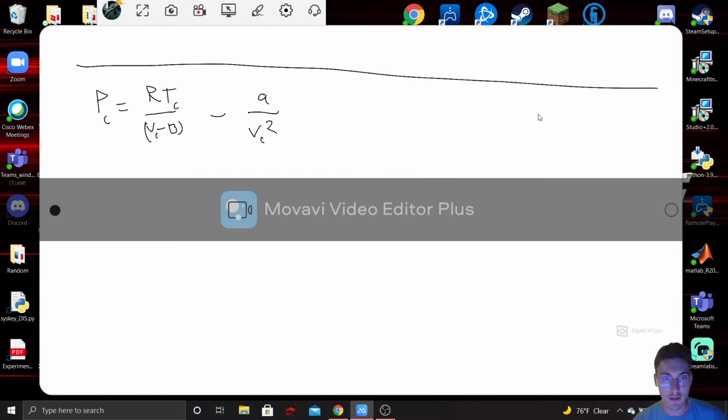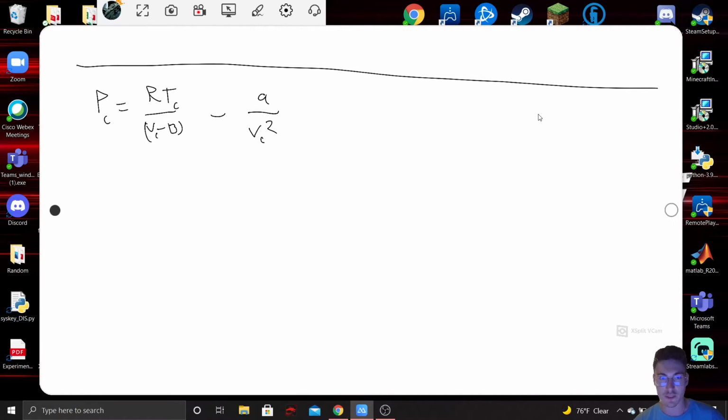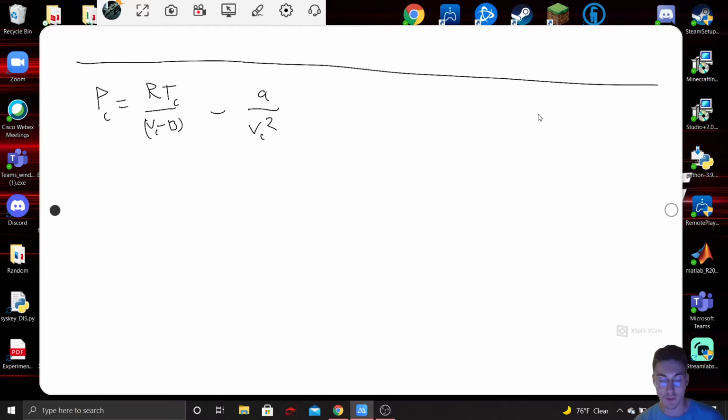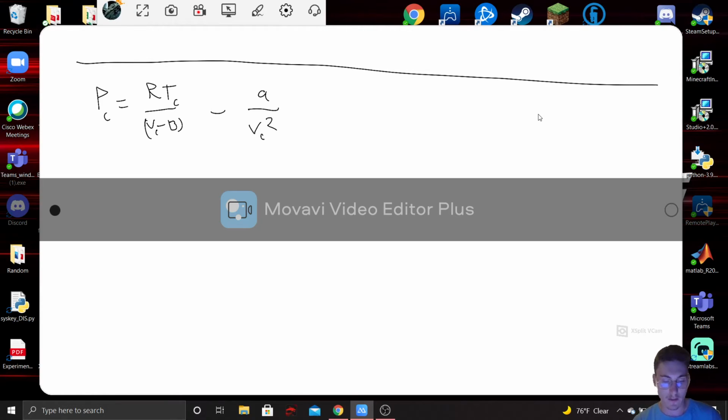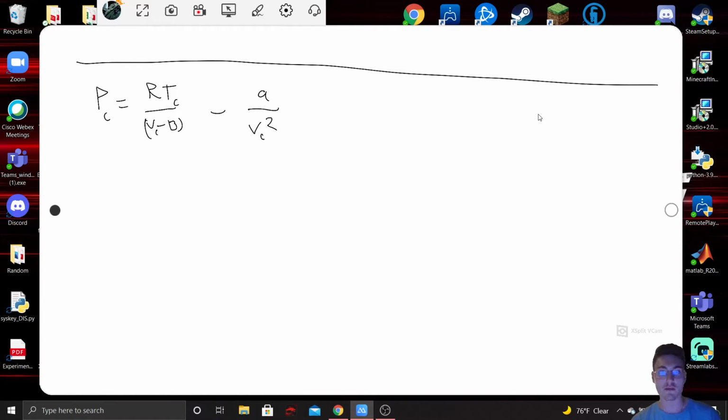Okay, so in this video, we are talking about the derivation of Van der Waals equation of state to solve for the A and B values that are given, and talking about the compressibility factor. So this is Van der Waals equation of state, and this is a more accurate version of predicting how gases behave better than the ideal gas law.